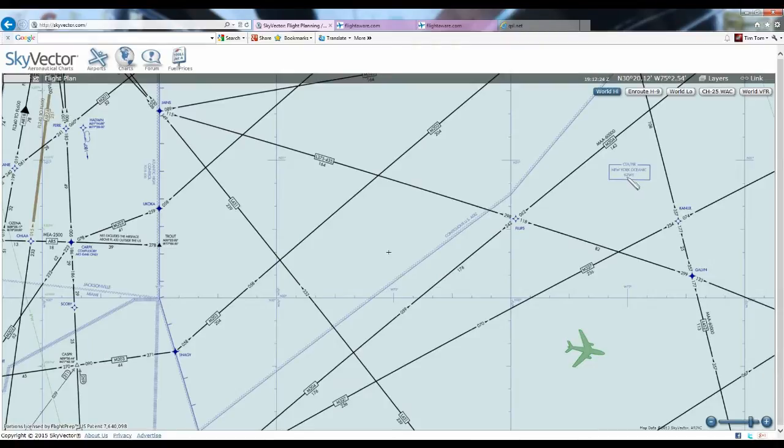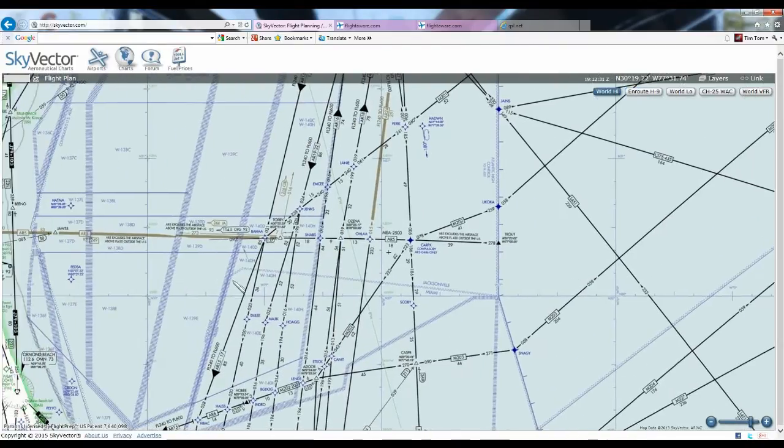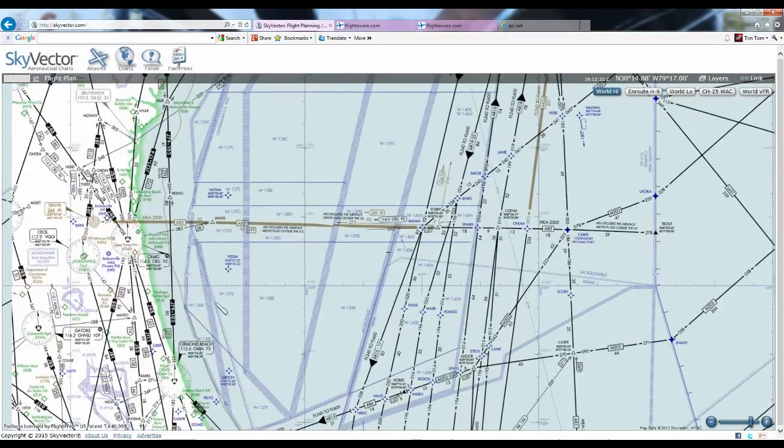New York Oceanic, Kilo Zulu Whiskey Yankee. And there's the continuous US ADIZ, Air Defense Identification Zone.